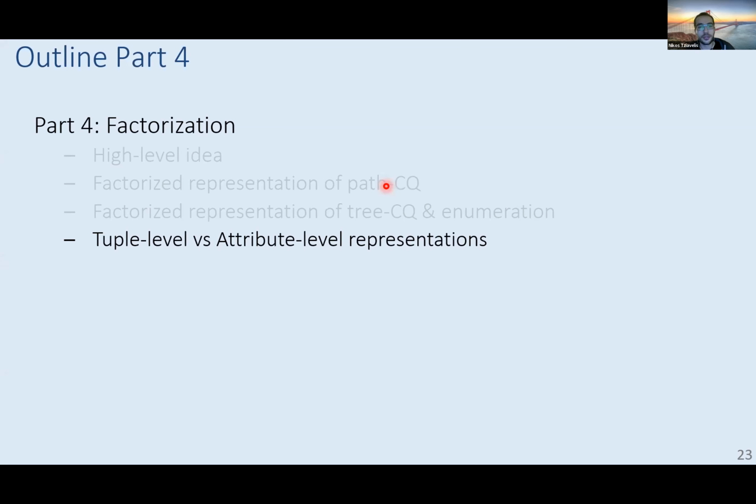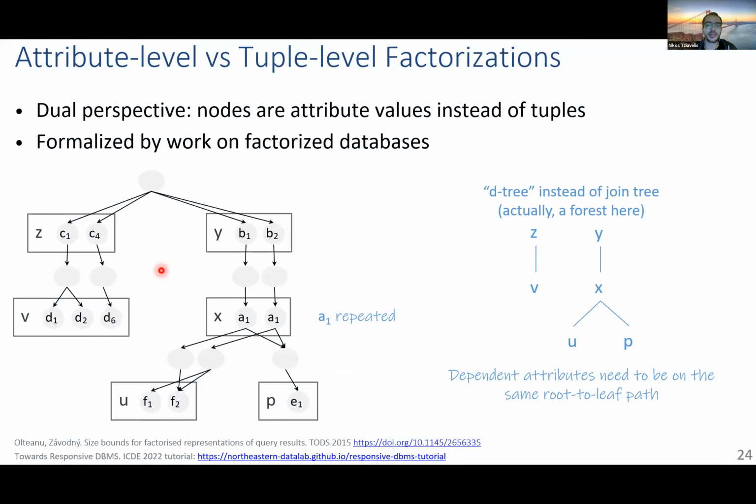Now, I also want to talk a bit about two different ways of constructing this representation. We saw already one of them, which is the tuple-level representation, and we call it a tuple-level representation because it uses the tuples as the nodes. There's also a dual perspective of that, which is to use the values of the attributes as the nodes instead of the tuples. So you can see here for the same example, I have drawn a representation that has as nodes the values of the attributes.